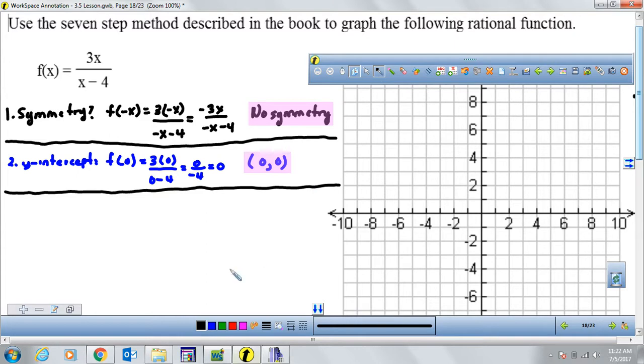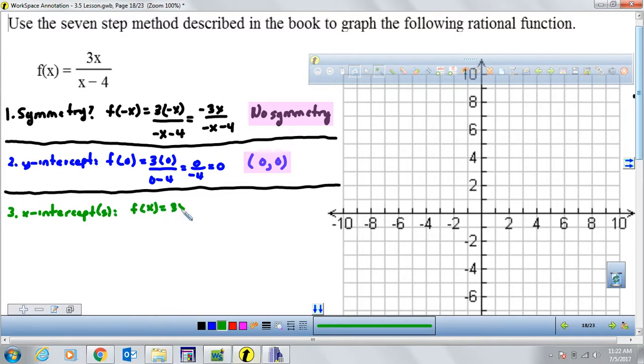Now, before you find the x-intercepts or vertical asymptotes, step number 3 is finding the x-intercepts. The first thing you need to do here is check if this function can be reduced. To be able to reduce it, you need to check if you can factor. So 3x cannot be factored. X minus 4 cannot be factored. So this is already in lowest terms, so it cannot be reduced any longer.